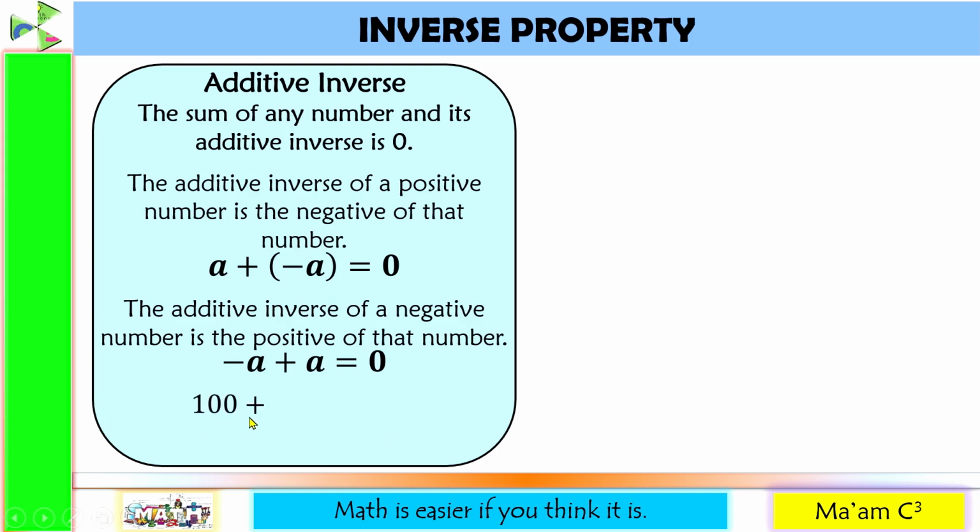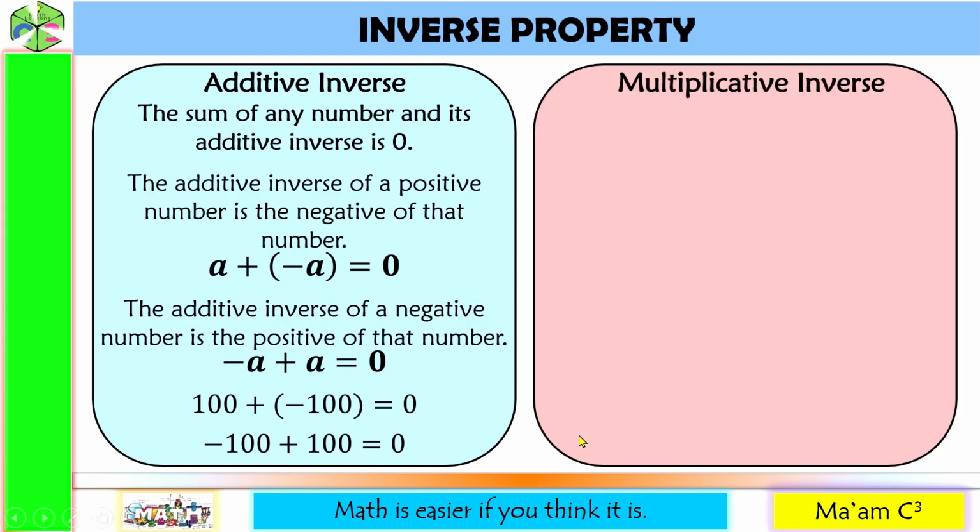Example, positive 100. What is the additive inverse of positive 100? That would be negative 100. So positive 100 plus negative 100, this will become 100 minus 100 is equal to 0. Another one, negative 100. What is the additive inverse of negative 100? That is positive 100. So negative 100 plus 100, same number of different signs will give you 0.